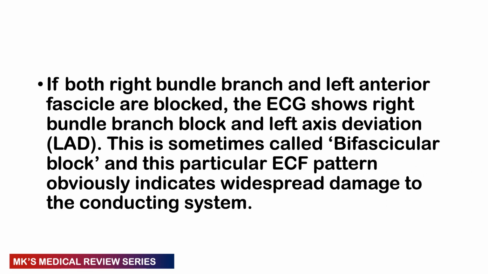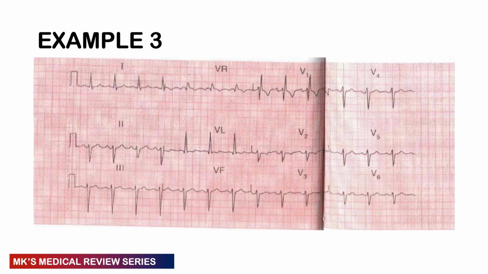So if both your right bundle branch and your left anterior fascicle are blocked, your ECG is going to show features of right bundle branch block together with left axis deviation. We refer to this as bifascicular block, and this ECG pattern indicates that there's some widespread damage in the conduction system of the heart. Here's an example. Pause it, work it out, write down your answers.